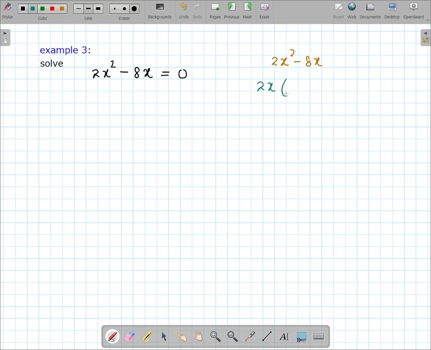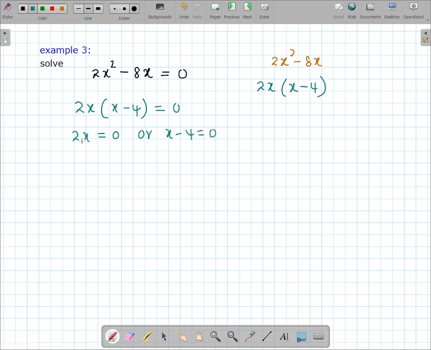2x out. Then when you take 2x out from this, that is 2x squared divided by 2x, x remains. Then minus 8x divided by 2x, that is minus 4. Then I write that here, that is 2x times x minus 4 equals 0. Then either 2x equals 0 or x minus 4 equals 0.